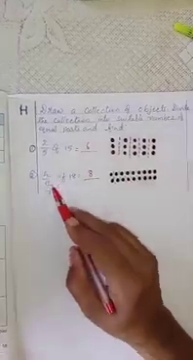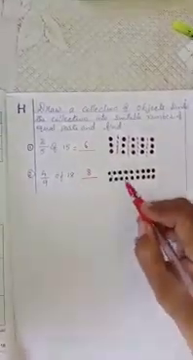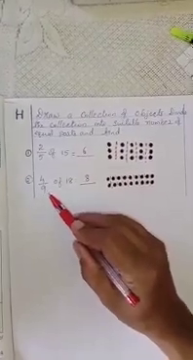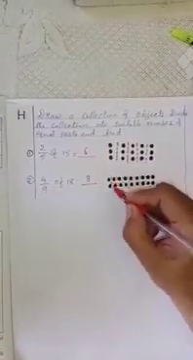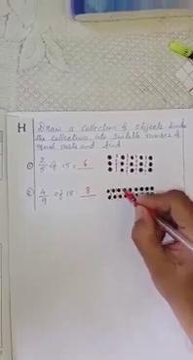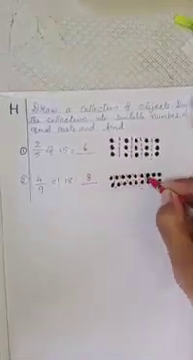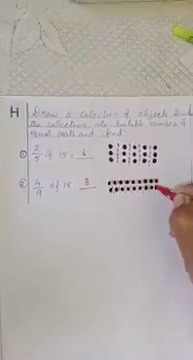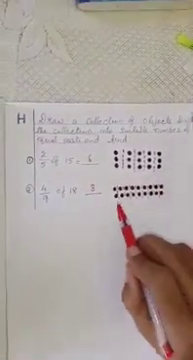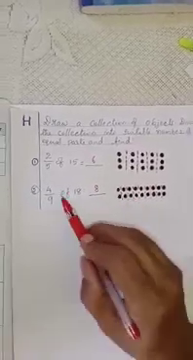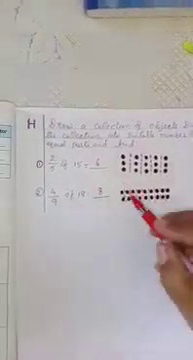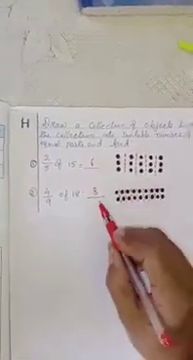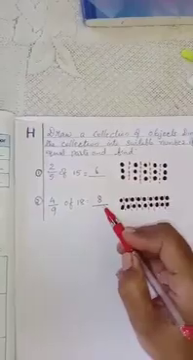Now 4 by 9 of 18. Here you have to arrange 18 objects. Then you have to divide it into 9 equal parts. With a dotted line you can divide this way. Okay, now each part you can see 2 objects. We want 4 parts of it. So 4 parts means 1, 2, 3, 4. Your answer is 8. 4 by 9 of 18 is 8.